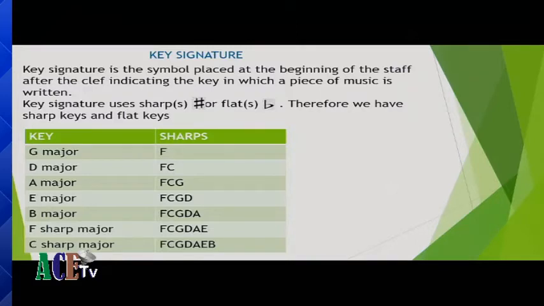So now the first one is G major, the second one is D major, the third one is A major with three sharps, that is F, C, and G. The fourth one is A major with F, C, G, D. The fifth one is B major with F, C, G, D, A. The next one is F sharp major with F, C, G, D, A, E. The next one is C sharp major with F, C, G, D, A, E, B.